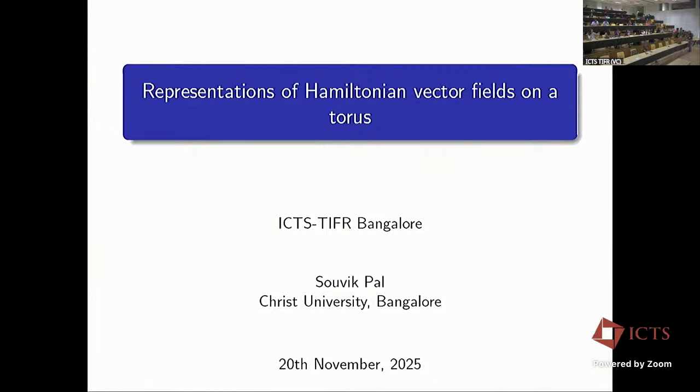from Christ University, Bangalore, who will be speaking to us about representations of Hamiltonian vector fields on a torus. So this is some joint work with Ishwar Rao, about representations of Hamiltonian vector fields on a torus. Let me start with a brief motivation and background.